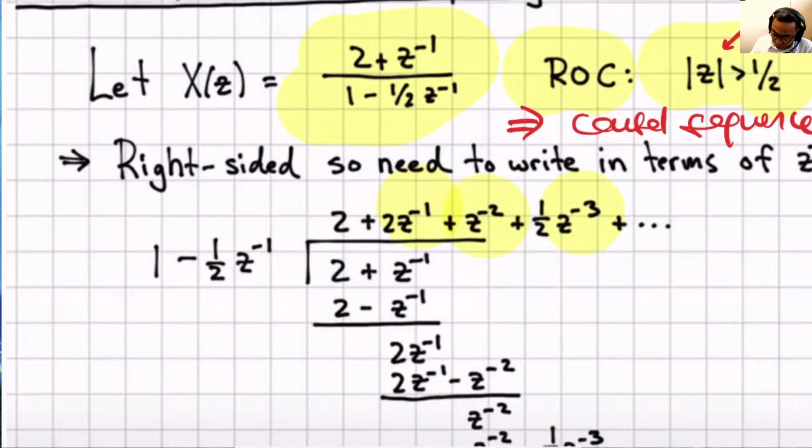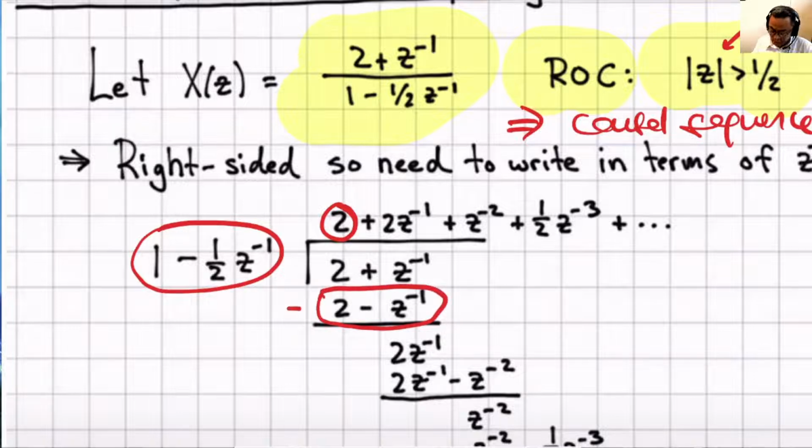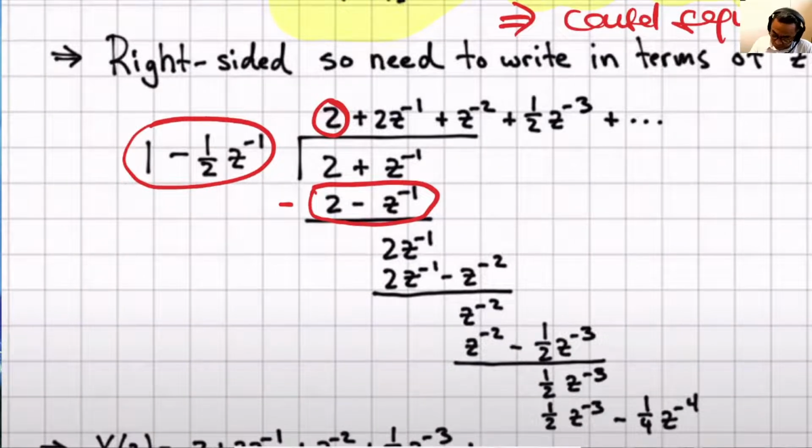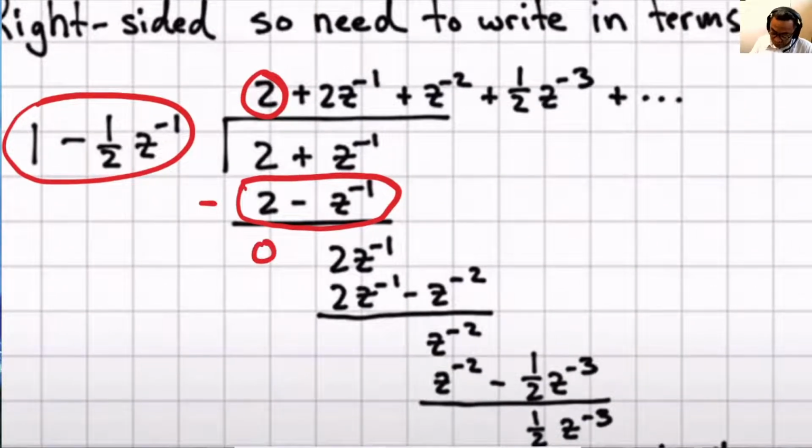Alright, let us take 2 plus z^-1 and put it here. And we are dividing by 1 minus 0.5z^-1. So what do we do? Well, as the name says, we are performing long division. So what we do is, we want to multiply 2 by this to get this expression here, and we are subtracting. So we are performing the typical long division as you know from high school. 2 minus 2 is 0. z^-1 minus z^-1 is plus 2z^-1.